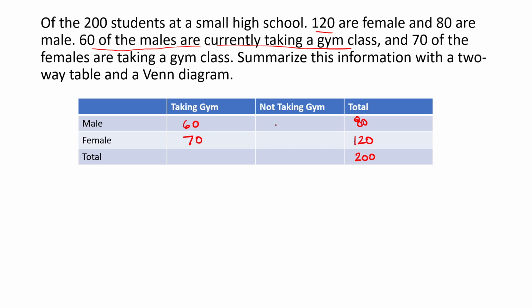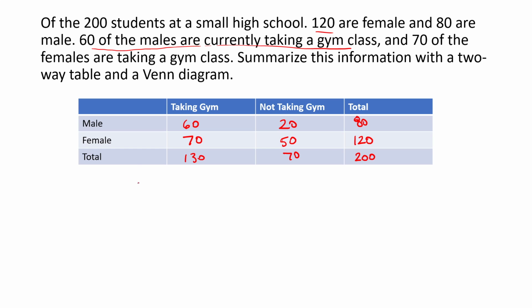And that's enough information to fill in the rest of the table, right? If 60 of the males are taking gym, that means 20 are not. Okay, so we have to add up to the total. Likewise, that means 50 females are not. And then going down the column, 130 and 70. And of course, 130 plus 70 equals 200, so we know we've done everything correctly. Okay, so you should be able to both read a two-way table, but also create your own. And from this, we can make a Venn diagram.